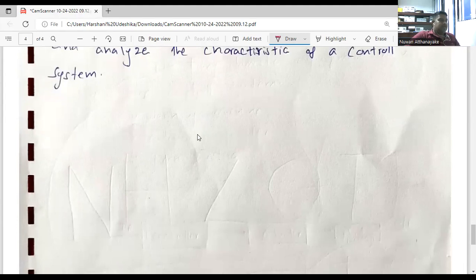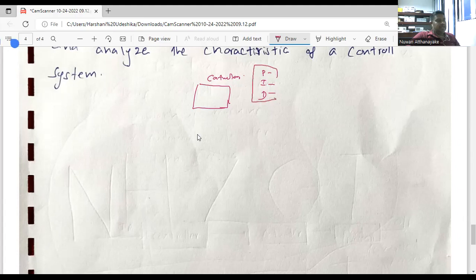If you consider the controller, this controller can be implemented in many ways. There are different techniques. For the controller, we have the proportional controller, integral controller, derivative controller, and likewise the PID controller. All these things are there: proportional, integration, and derivative. These are called PID controllers, and PID controllers are used in many applications. For example, in robotics we are using the PID controller.